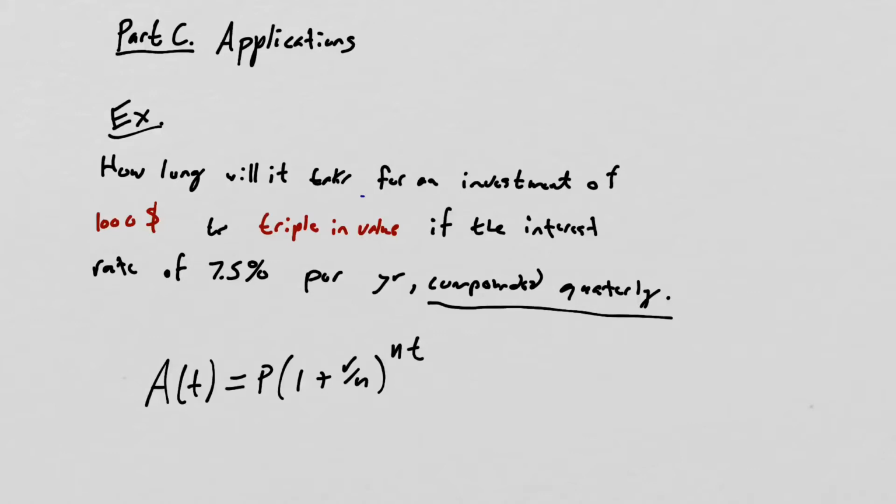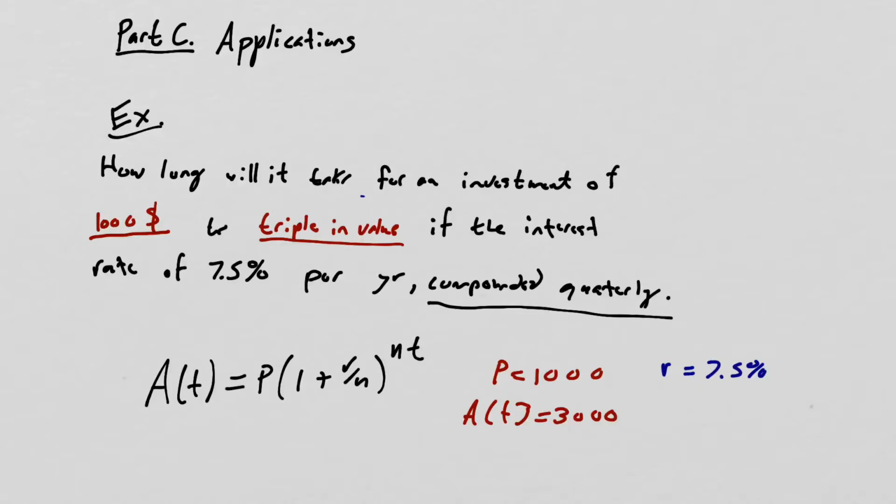Our initial investment is $1,000, so our P is 1,000, and we're looking at tripling our principal income. So our A of t is going to be equal to 3,000. Our interest rate r is equal to 7.5%, and our n is equal to 4. Let's plug all this information in on the next page.